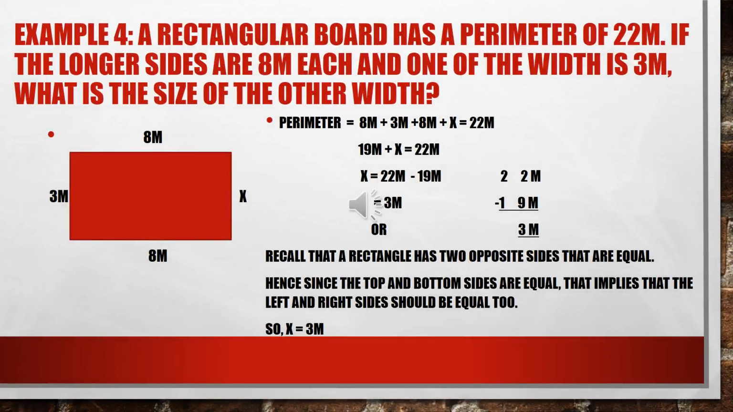Next, we have example 4. And it says, a rectangular board has a perimeter of 22 meters. If the longest sides are 8 meters each, and one of the width is 3 meters, what is the size of the other width?